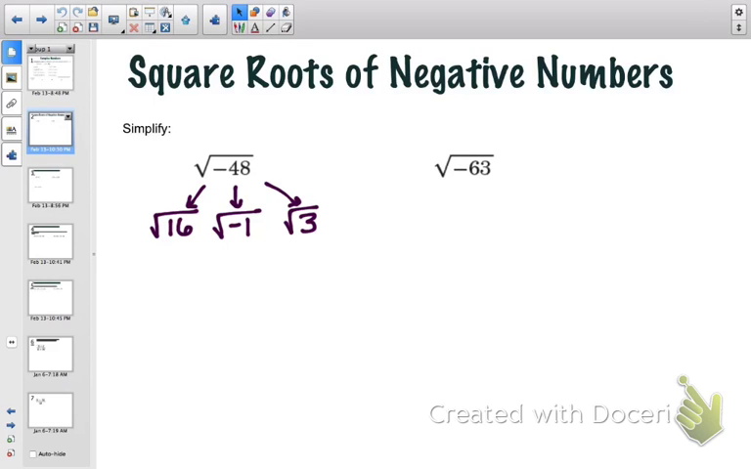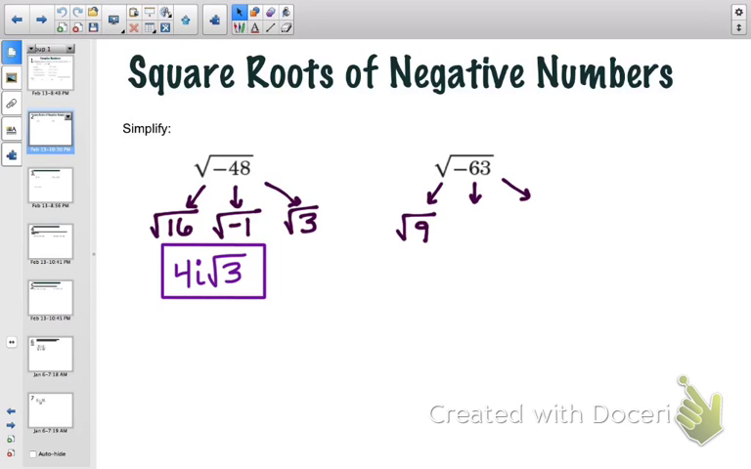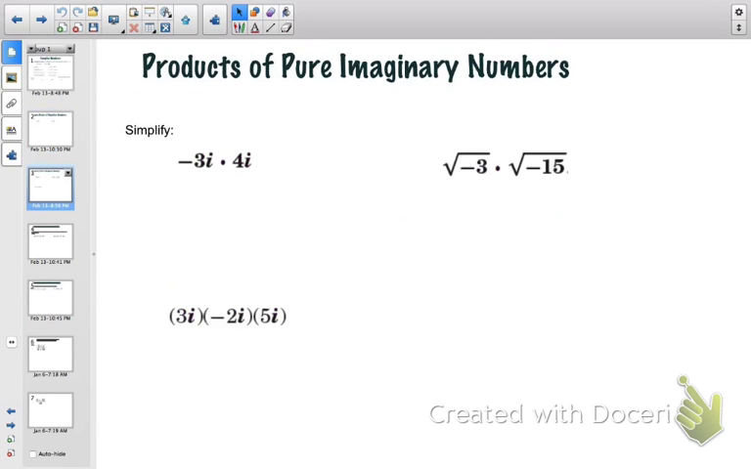We can simplify those first two. The square root of 16 is 4. We now know that the square root of -1 is i, and then the square root of 3 cannot be simplified. There's our final answer. Let's look at that next one. The square root of -63. The largest perfect square that goes into 63 is 9. -1, since the number is negative, and then 9 times 7. So let's simplify those first 2 roots. The square root of 9 is 3, the square root of -1 is i, and the square root of 7 cannot be simplified any further.